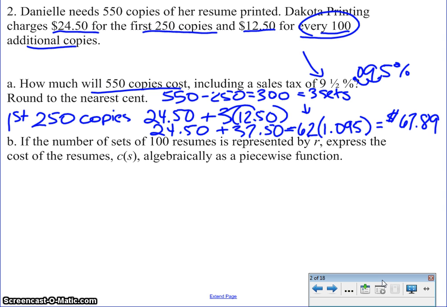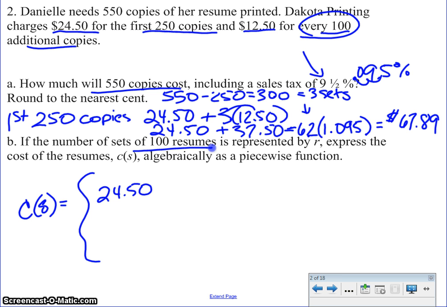Question B says, if the number of sets of 100 resumes is represented by R, express the cost of the resumes, C of S, in our function algebraically as a piecewise function. So we've got C of S is, and we know that it is $24.50 when R is less than or equal to 2.5.